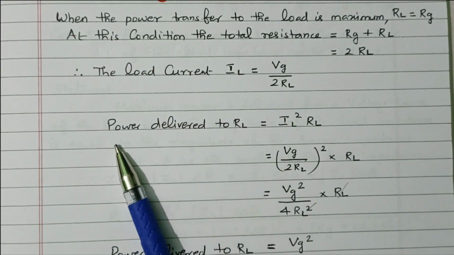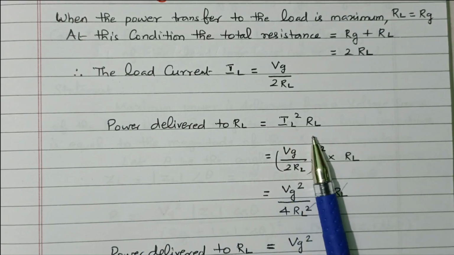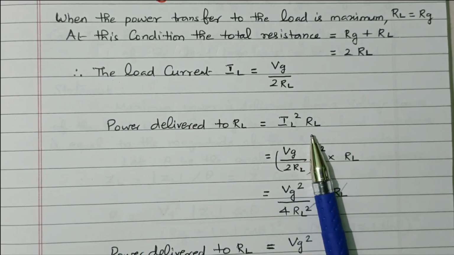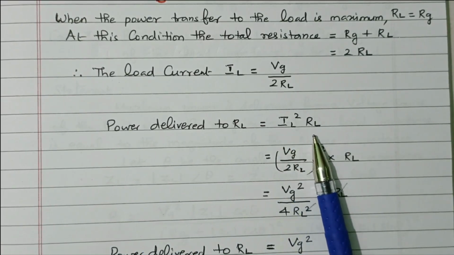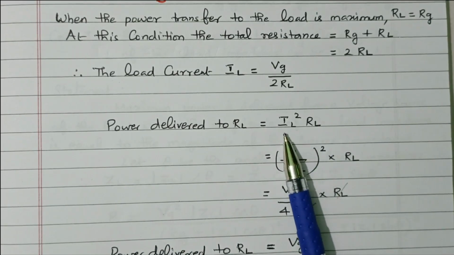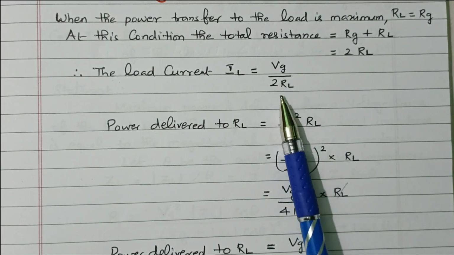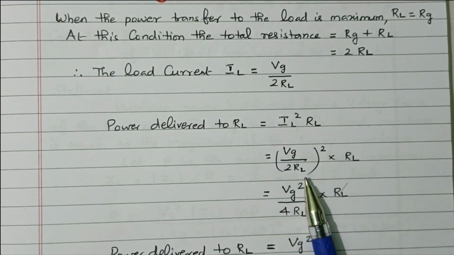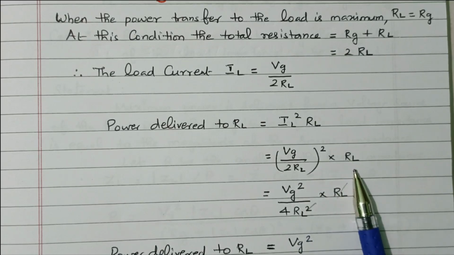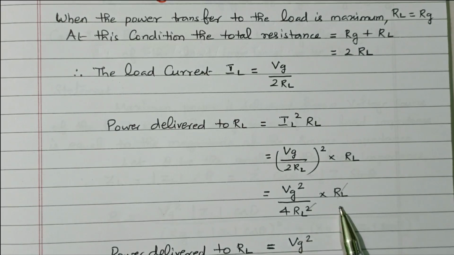From that we can find the power delivered to the RL. The formula is I square RL. There are three formulas available: V into I, I square R, V square by R. In that we are using I square R, IL square into RL. IL is already calculated as Vg by 2RL. So (Vg by 2RL) square into RL. While squaring it is Vg square divided by 4RL square, into RL.